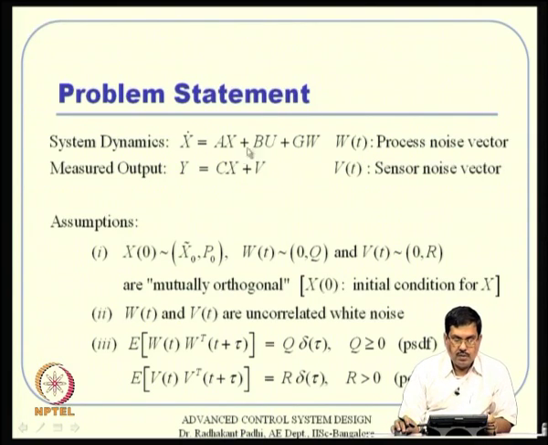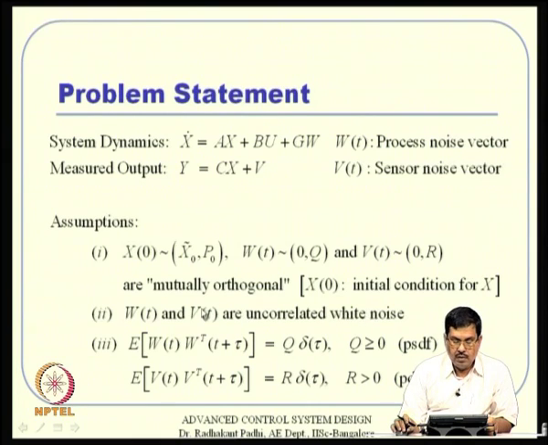What it tells is, okay, system dynamics is something like this. Now, it is Ax plus Bu plus GW, and y is nothing but Cx plus V, where W is process noise and V is sensor noise, and they are vectors in general. There are a bunch of assumptions here. First of all, W and V have to be zero mean, and then they have to be mutually orthogonal, they have to be white noise. W and V are uncorrelated white noise.